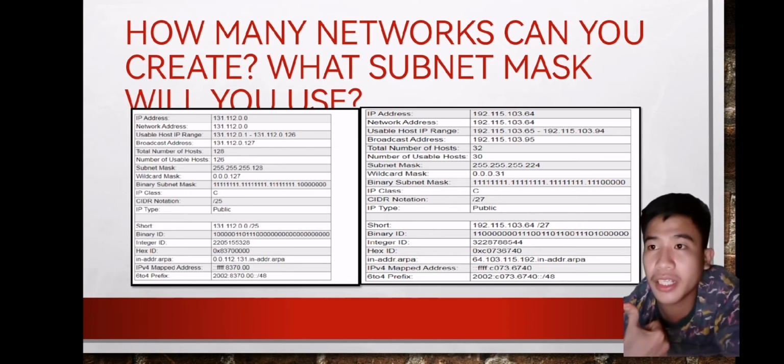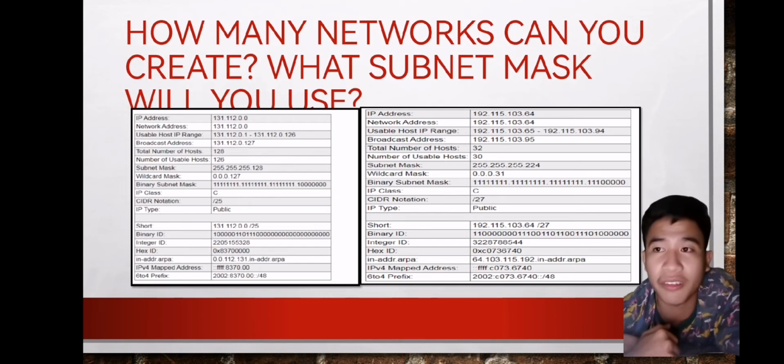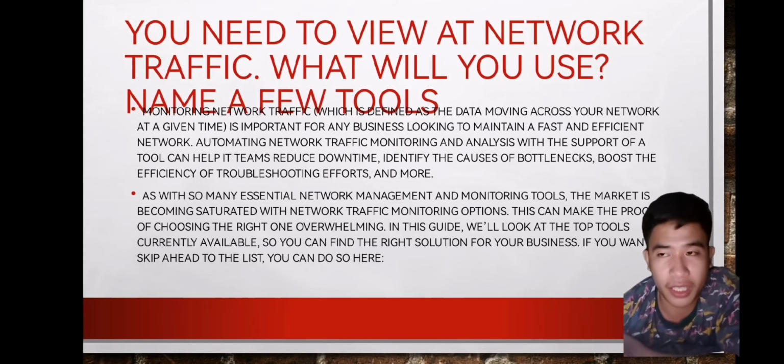Next is question number 14, the 192.115.103.64, which is the subnet mask niya is same as question number 13, which is 255.255.255.224. Then IP class niya is C, and CIDR notation niya is /27. IP type is public.